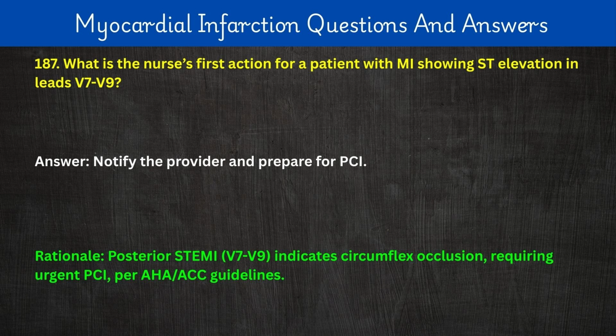187. What is the nurse's first action for a patient with MI showing ST elevation in leads V7, V9? Answer: notify the provider and prepare for PCI. Rationale: posterior STEMI, V7, V9, indicates circumflex occlusion, requiring urgent PCI per AHA/ACC guidelines.